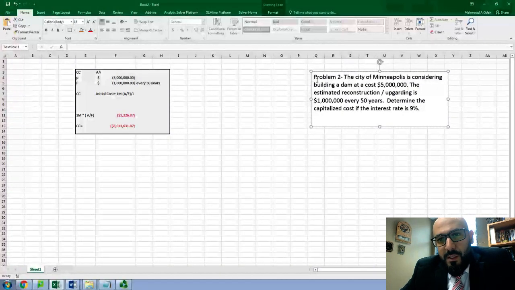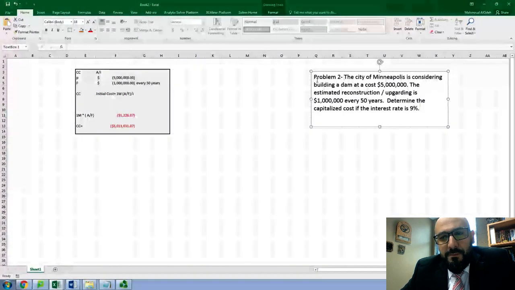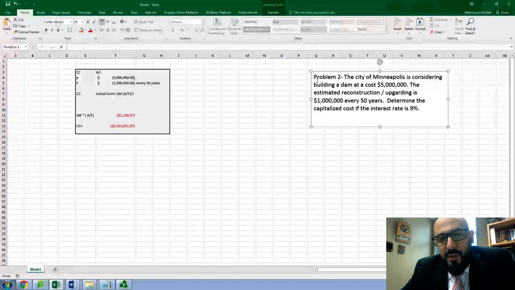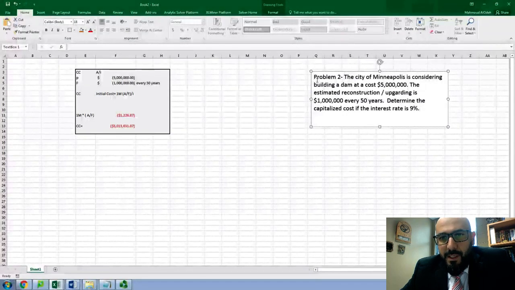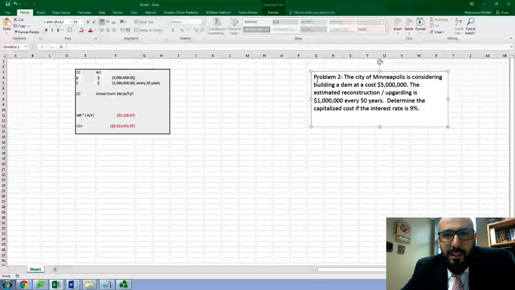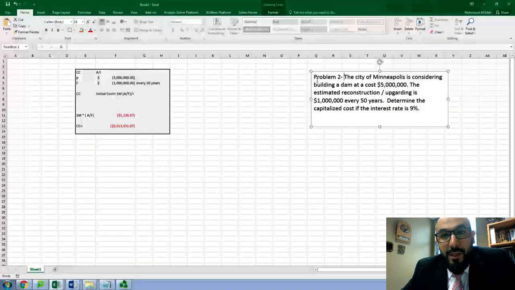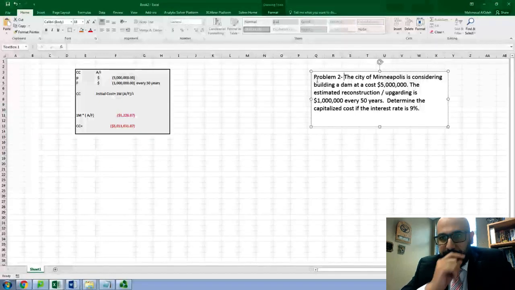In this question, the city of Minneapolis is considering building a dam at a cost of $5 million. So the initial cost for this project is $5 million. The estimated reconstruction, so please correct that in the problem. The reconstruction, upgrading cost is $1 million every 50 years.